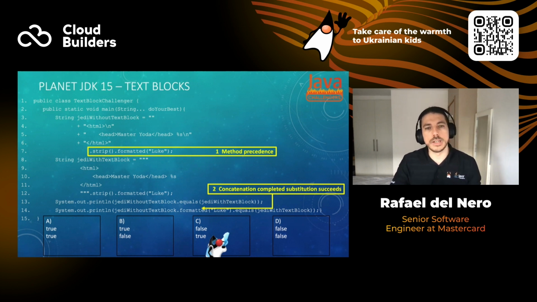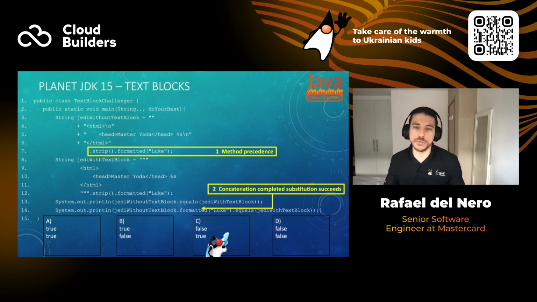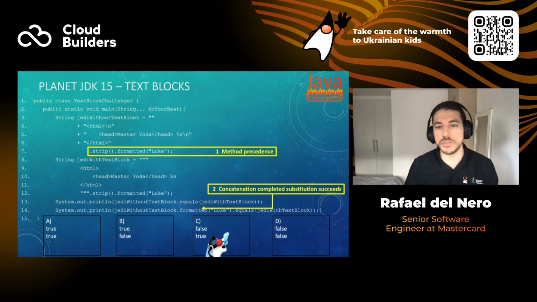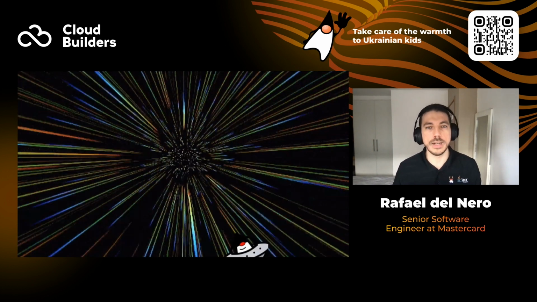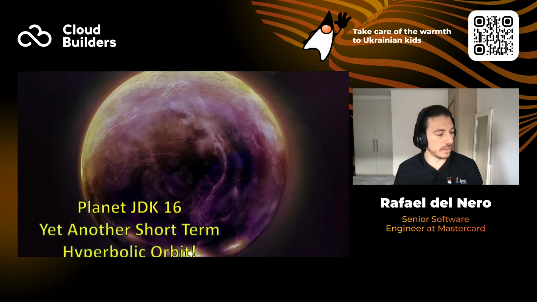So when we first compare JDI dot equals JDI without text block and JDI with text block, it will be false because of the method precedence. But then when we try again and we use the formatted method again, once the string is fully concatenated, then it will work, because then look will be substituted. And then in that case, it will be true. Okay? So let's go to the next planet.